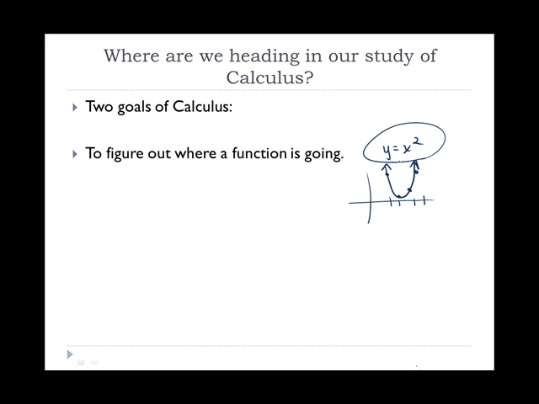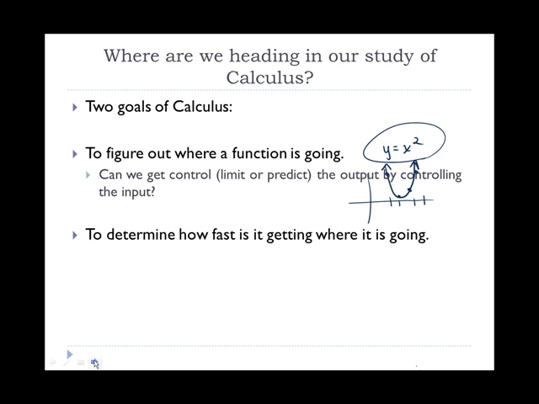So the first goal is to figure out where is our function going. Can we control or limit or predict the output of our function based on the input? So that's the first question to answer, is where is our function going? The second question is to determine how fast the function is traveling to get where it's going. So in this area of my function down here at the bottom, my function is traveling a lot slower than it is going up there to the right. And so we want to answer that question as well.